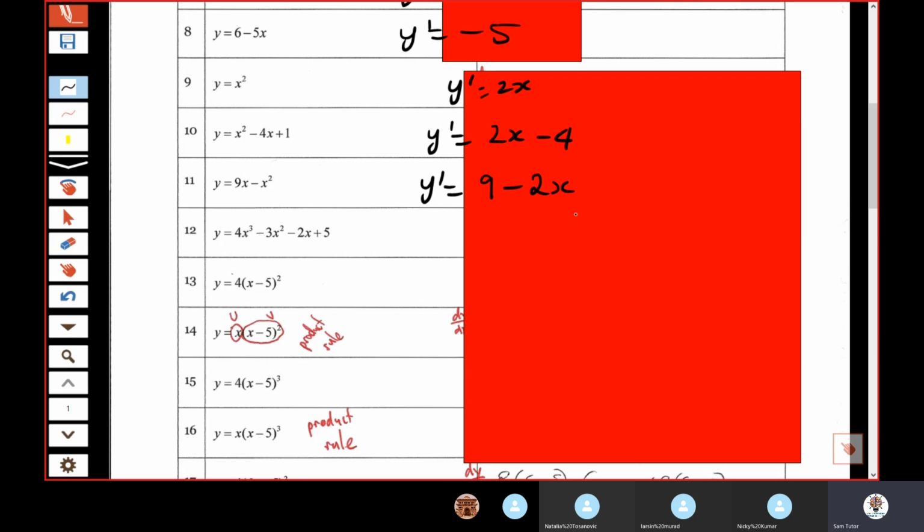Do you get that? Do you fully get that? So if it was cubics, what must the cubic drop down to? 2. Yeah, you must remember that. Okay. Next one, Natalia, y dash. 12x squared minus 6x minus 2. Done. And that is it.